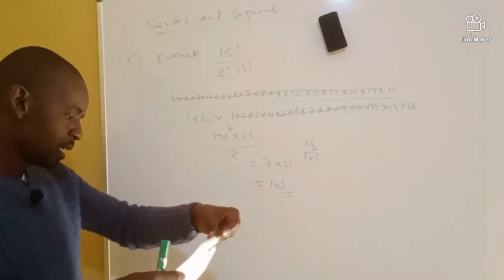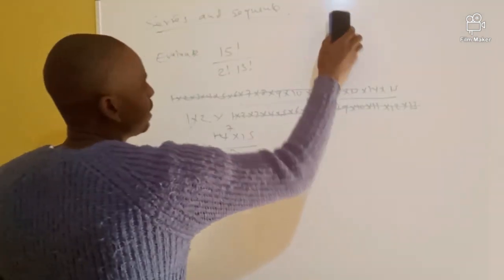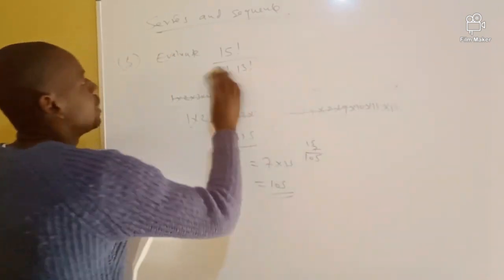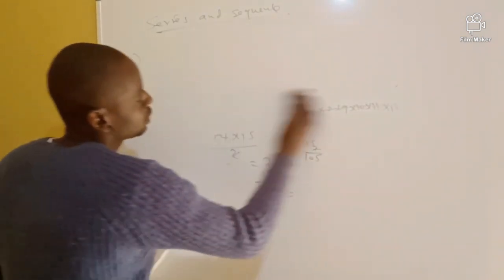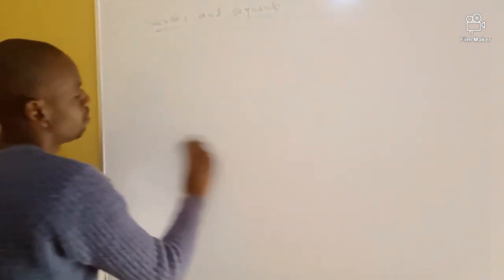So far so good, class. Number C, part of it. Math is very sweet. It's very, very sweet. Part C.